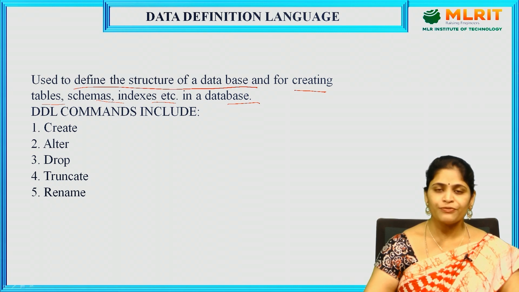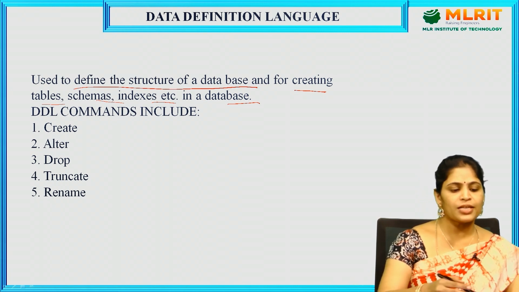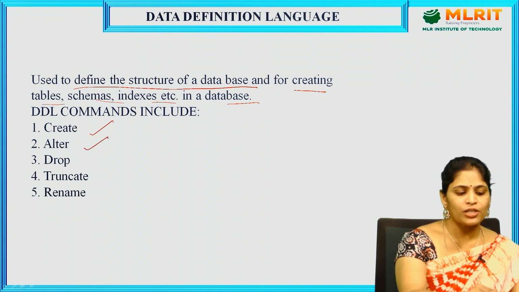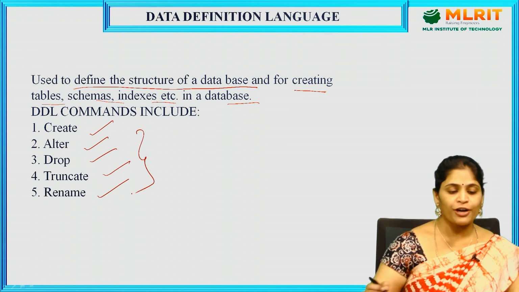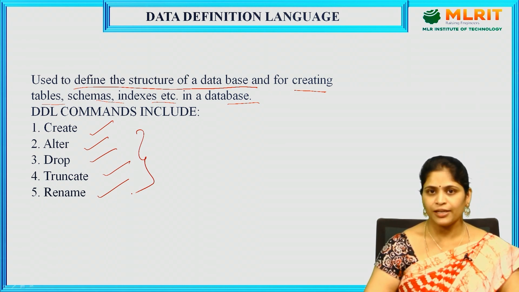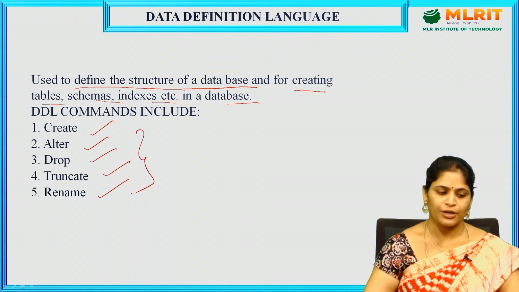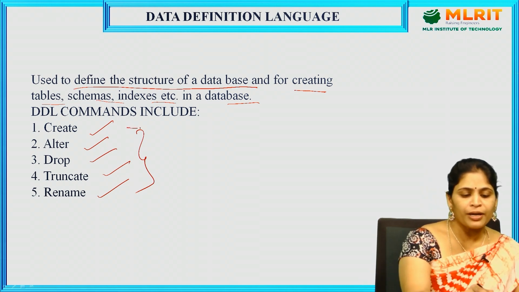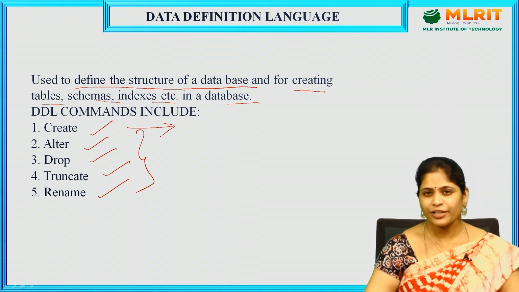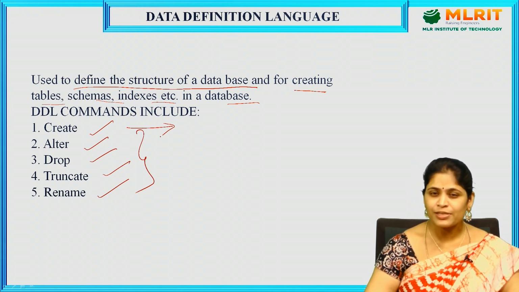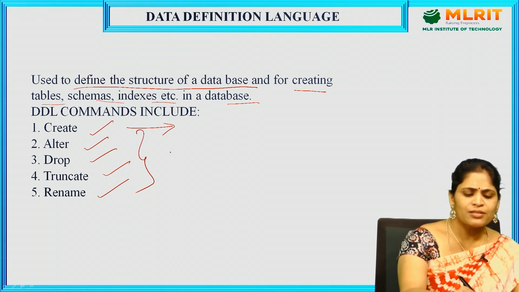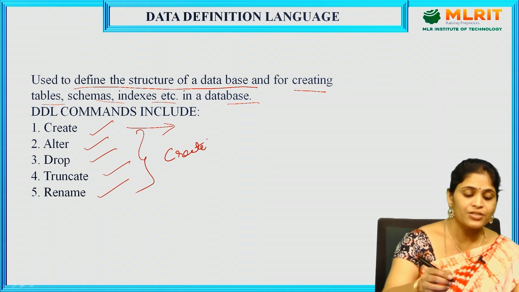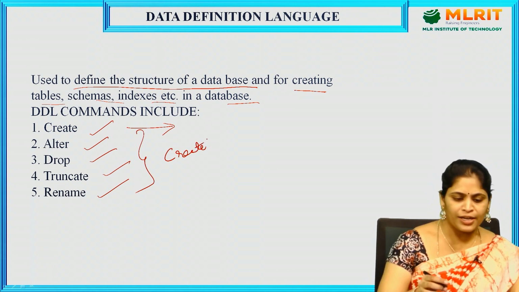For creation, we use some commands, and those commands include create, alter, drop, truncate, and rename. So these are the five commands included in DDL, shortly data definition language, right? Here, by using the create command we can create databases and tables. Let us deal with the create command by using an example.